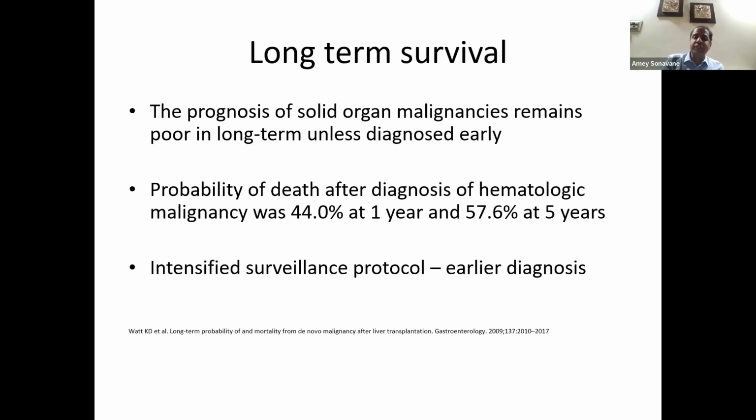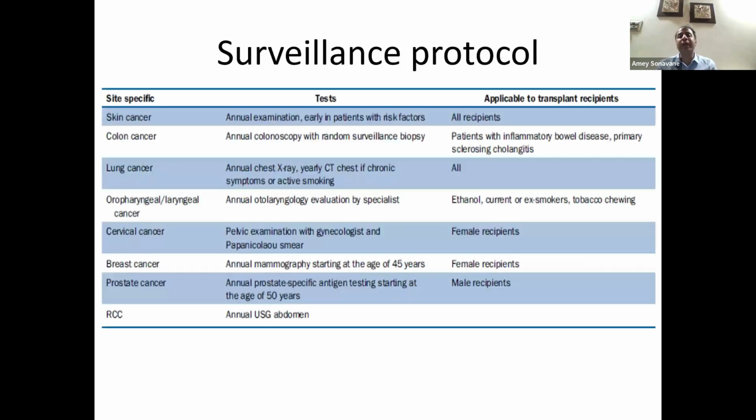If any patient develops a solid organ malignancy, their survival is poor unless diagnosed early. Especially if these patients get a hematologic malignancy, their survival is very dismal. It is almost a probability of death of around 44% at 1 year to 60% at 5 years if not identified early. And hence, we should have an intensified surveillance protocol to diagnose this early.